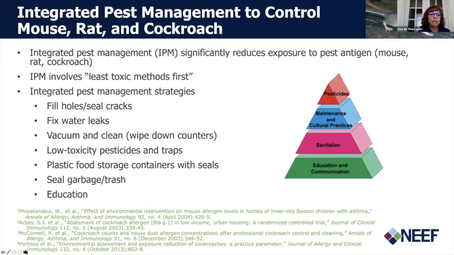Low toxicity pesticides and bait traps are very effective and don't pose a significant toxicity to young kids and pets. Plastic food storage containers with seals, and then also garbage and trash cans with seals, and then general education. It can be very labor intensive, but very effective in controlling pest allergen. Next slide.